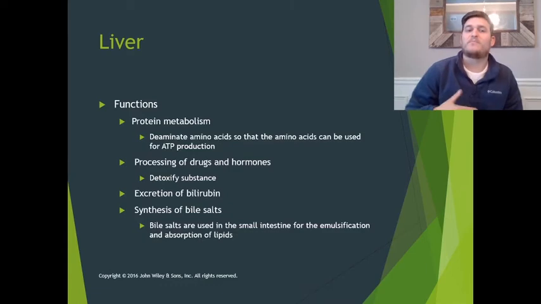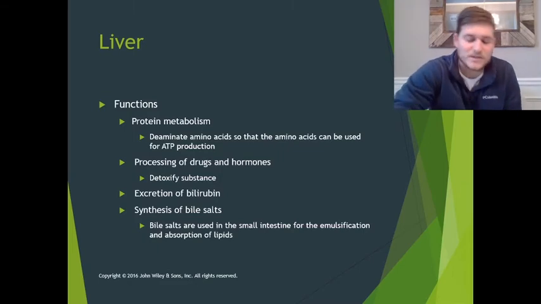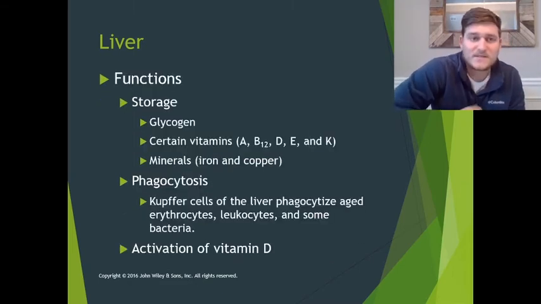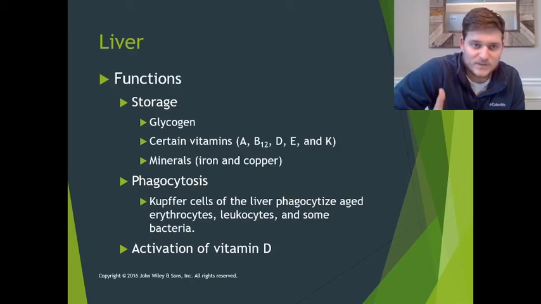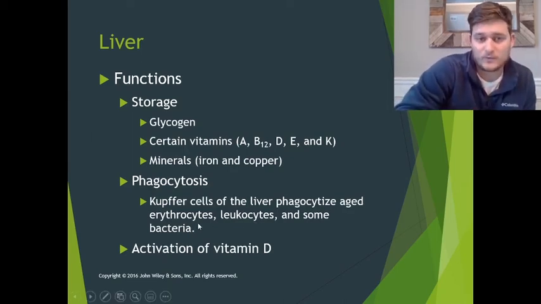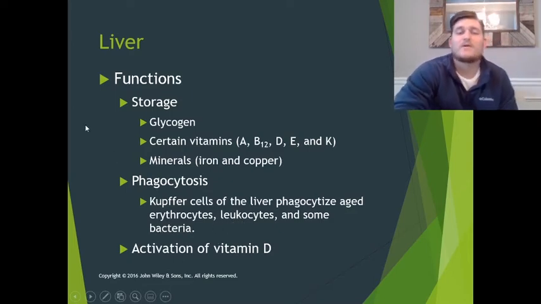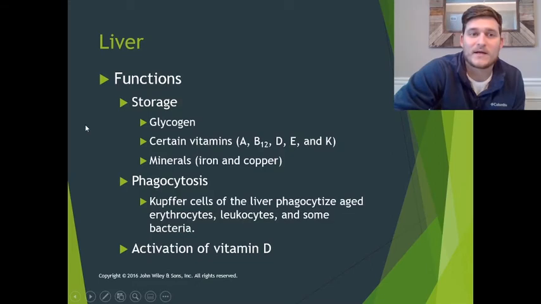It helps get rid of bilirubin, which is a product when we have old erythrocytes that are broken down. Synthesis, again, of bile salts that are used for the emulsification and the absorption of lipids. In addition, storage, like we said, of glycogen, certain vitamins and minerals. It plays a huge role in the phagocytosis of old or damaged cells, including those red blood cells, erythrocytes, leukocytes, the white blood cells, and certain material, and also the activation of vitamin D.